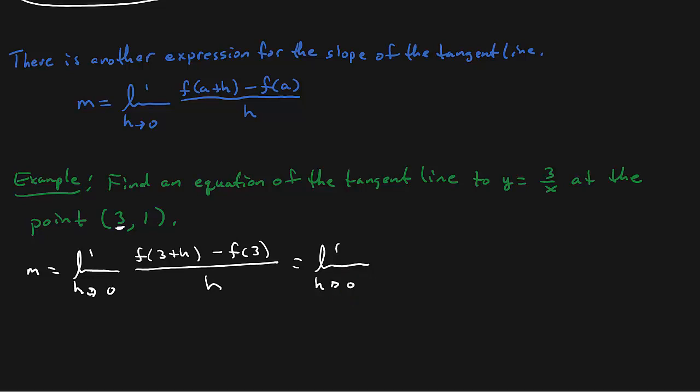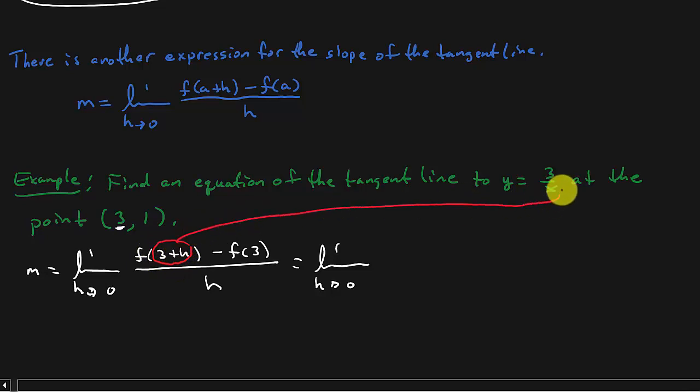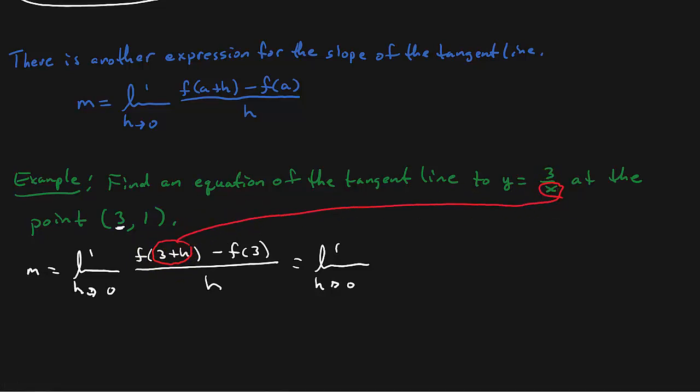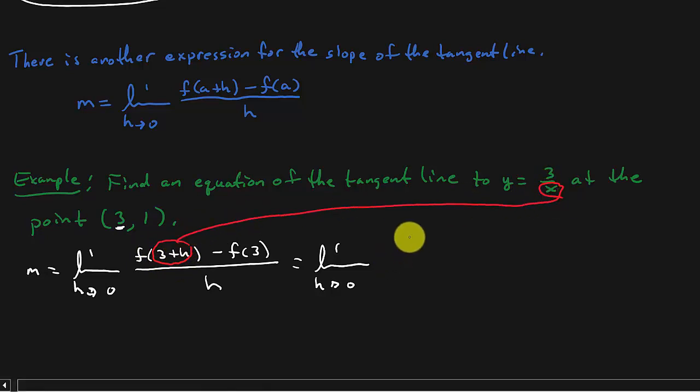So what does that mean? That means we're going to take 3 plus h and plug it in for x here. So this is going to be 3 over 3 plus h minus f of 3. Well, let's come up here. f of 3 is just plugging the 3 in for x, so that's 3 over 3, which equals 1. So that's minus 1 over h.